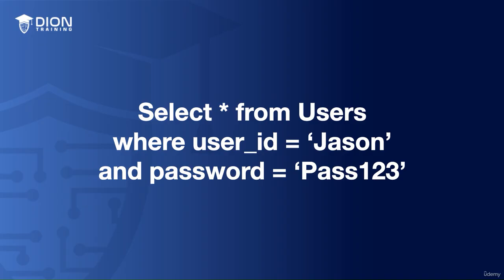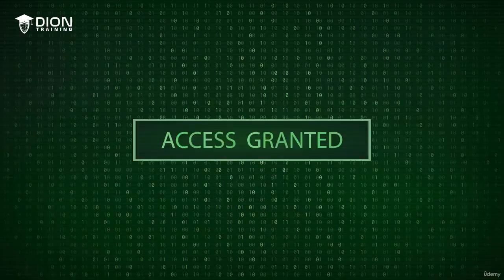To do this, it's going to use an SQL statement. For example, I might have the statement of SELECT * FROM users WHERE userID = 'Jason' AND password = 'pass123'. Now, this information goes into the database, and then we'll determine if there is a perfect match. If there is a match, we're going to have access granted and everything is going to be wonderful.